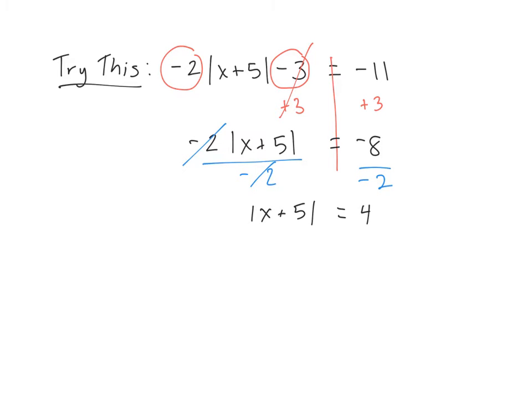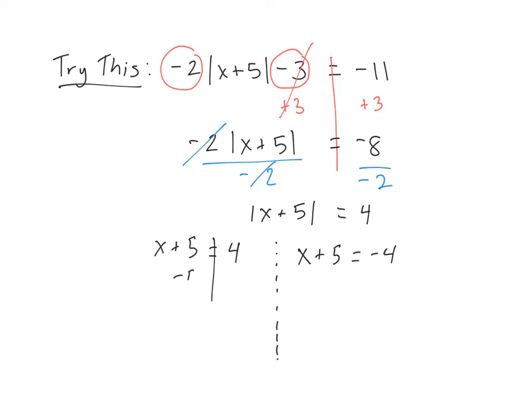Again, as we were looking at this, I need my absolute value to be equal to a positive. Yesterday we learned if it was equal to a negative, then I would have no solution. So once I divide through by a negative, it is going to become equal to a positive 4. So I can split it into two parts. The first being x plus 5 equals 4, and the second being x plus 5 equals negative 4.